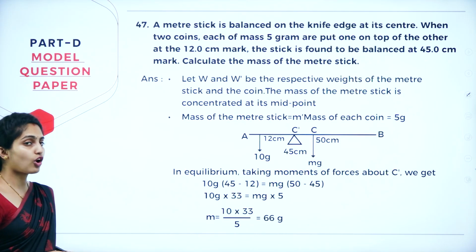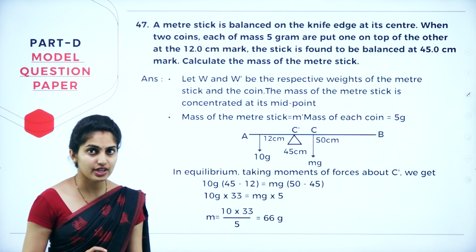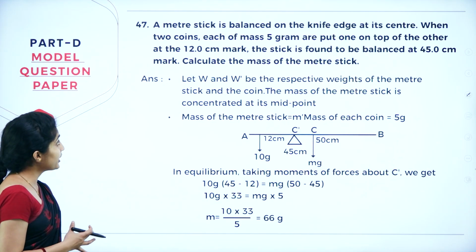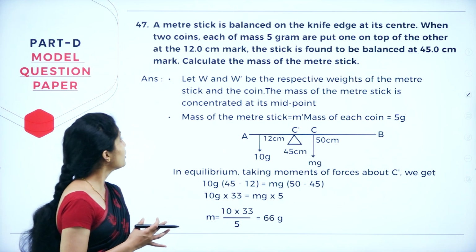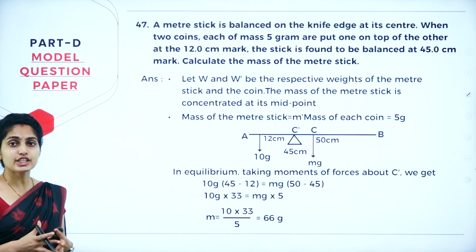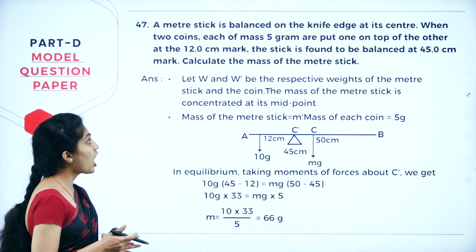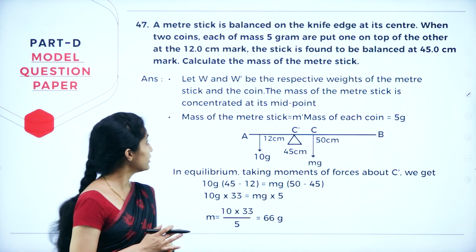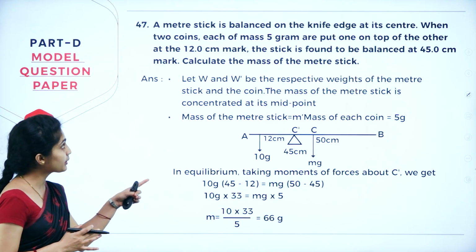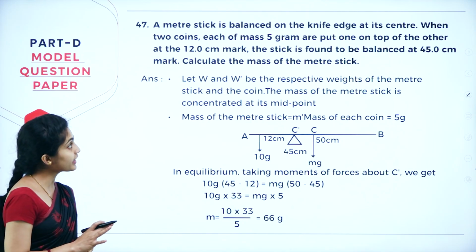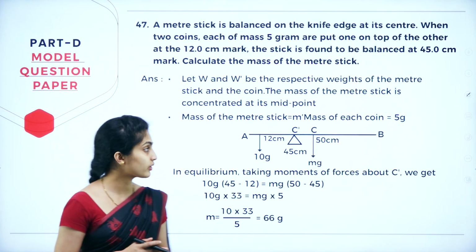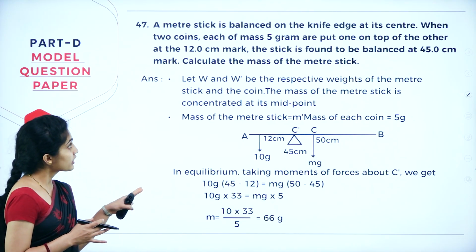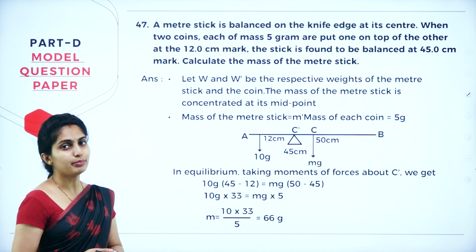And next we are moving on to the 47th question. And what does it say? A meter stick is balanced on a knife edge at its center when 2 coins, each of mass 5 grams, are put on top of each other. At the 12 centimeter mark, the stick is found to be balanced at 45 centimeters. Okay. So we'll have to calculate the mass of the meter stick.